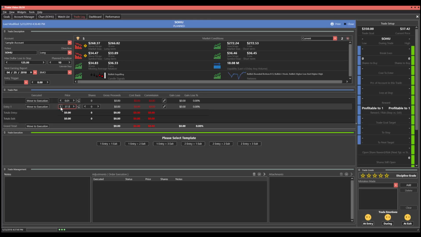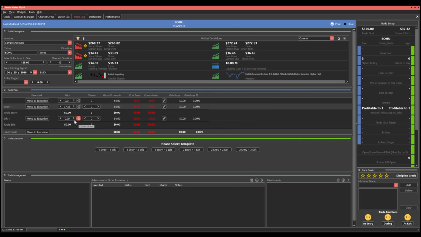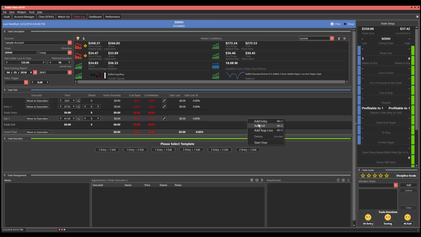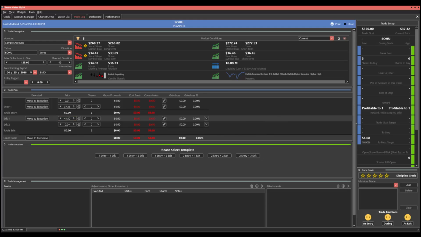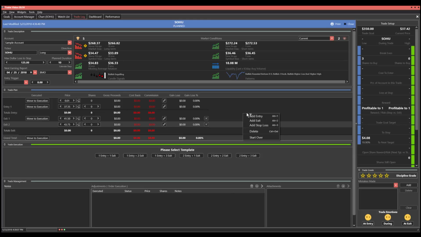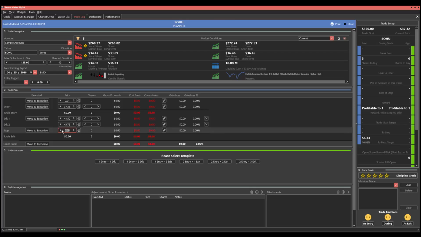$37.35. And then let's add an exit. And I said 41.50 for the first one. And add an exit. $43.75 for the second one, and then add a stop. And that stop was 35.25.